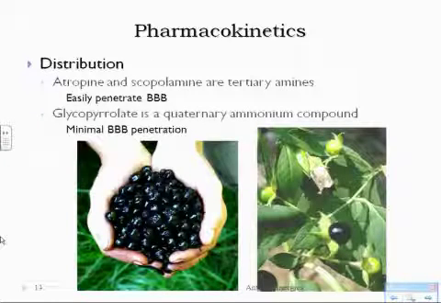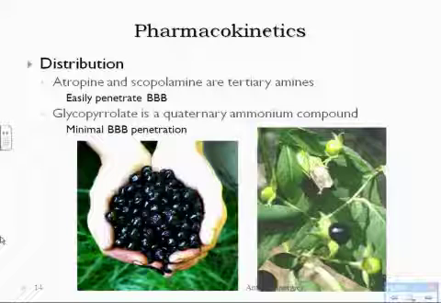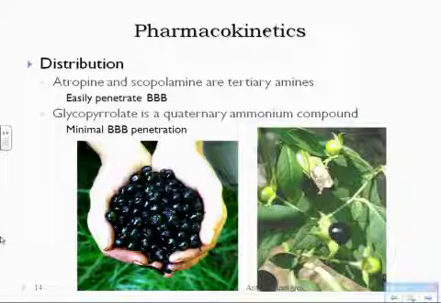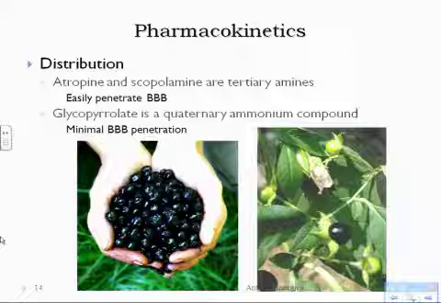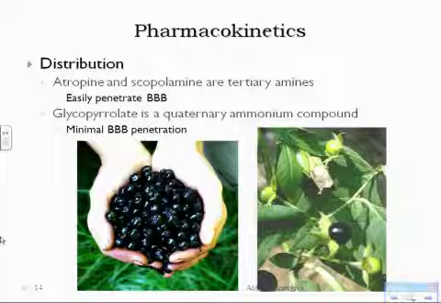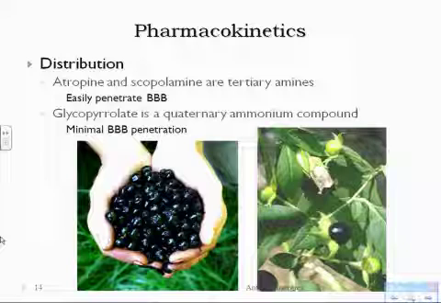So this is what belladonna looks like. Okay, it actually comes in as a fruit. People used to peel it off and then eat it, and you would die. Okay, so not something you want to see.